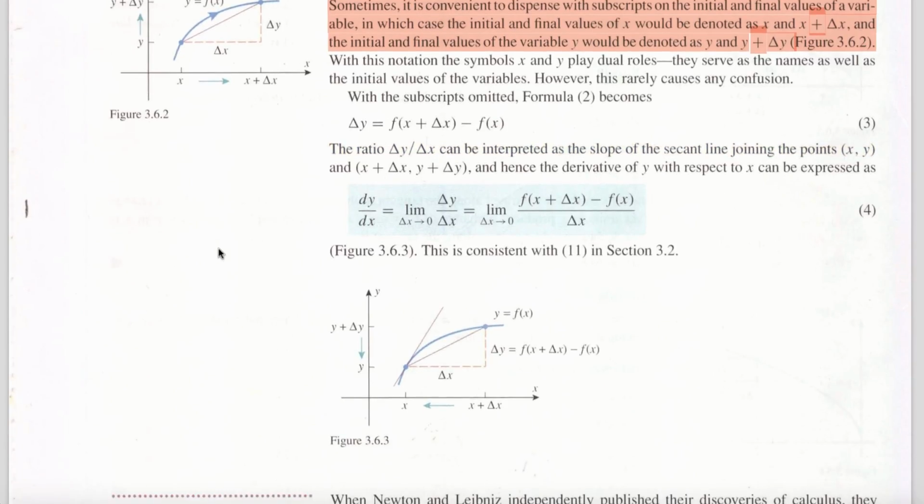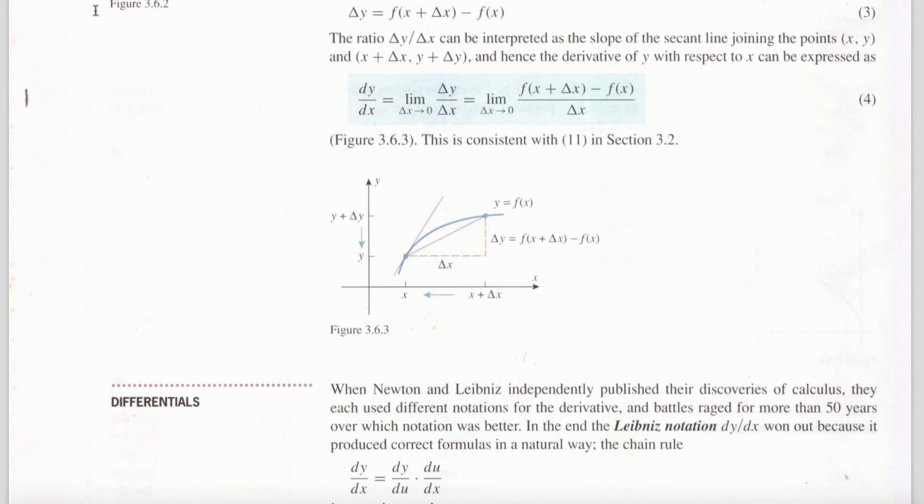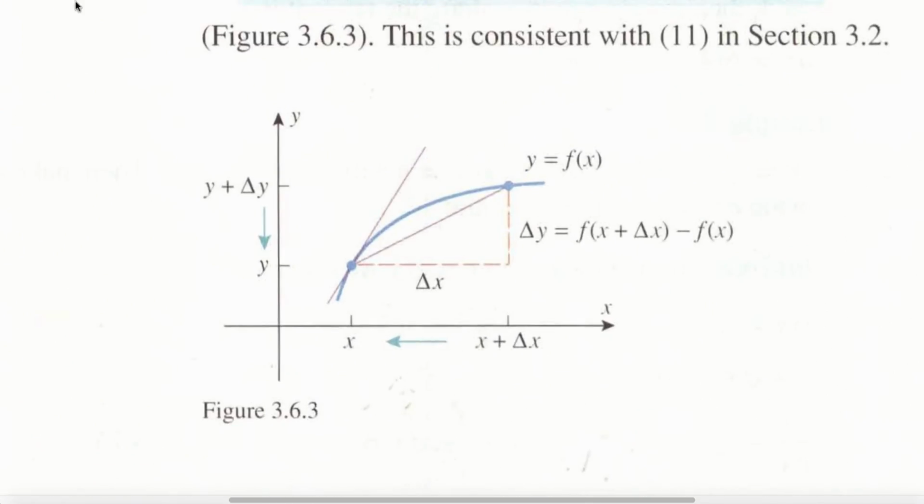Recalling the definition of a derivative, dy/dx, that's the ratio of the infinitesimals, or the differentials, is the limit as the change in x goes to 0 of delta y over delta x. That's the limit as delta x goes to 0 of f of x plus delta x minus f of x, all over delta x. And so now let's zoom in on this picture, make sure that we understand it.